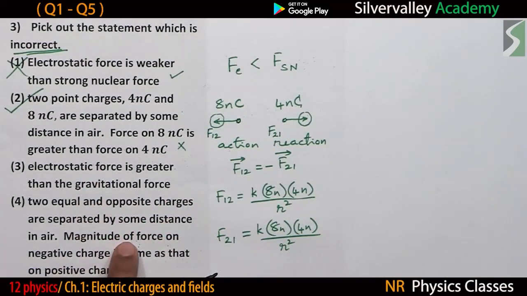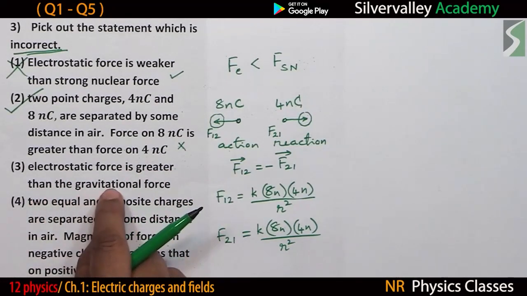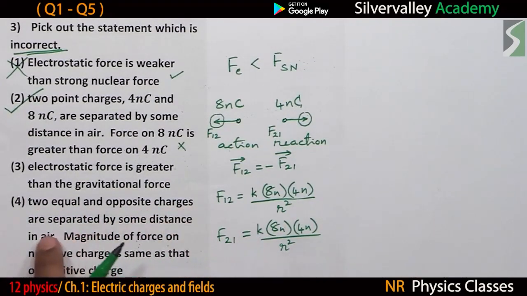You don't have to check these two, but still, since it is for practice, let us check. Electrostatic force is greater than gravitational force. True. Two equal and opposite charges are separated by some distance in air. Magnitude of force on negative charge is same as that on positive charge. No.